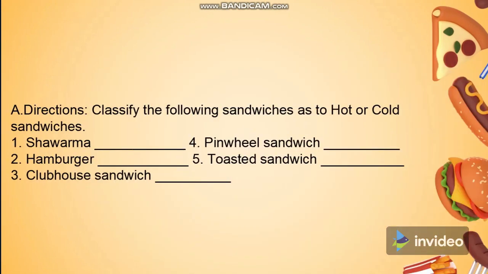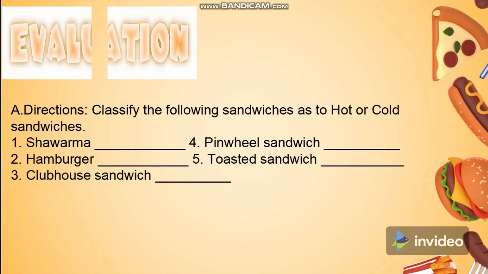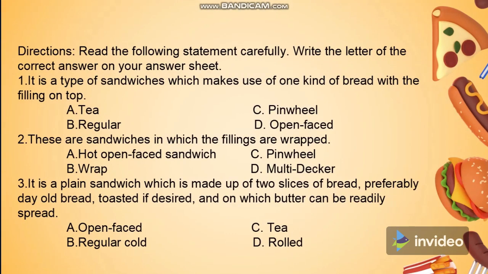For evaluation, A. Direction. Classify the following sandwiches as to hot or cold sandwiches. Direction. Read the following statements carefully. Write the letter of the correct answer on your answer sheet. Number 1. It is a type of sandwich which makes use of one kind of bread with the filling on top. Number 2. These are the sandwiches in which the fillings are wrapped.